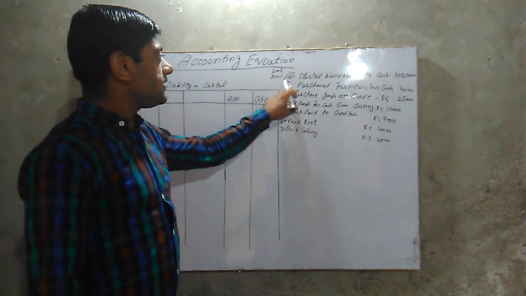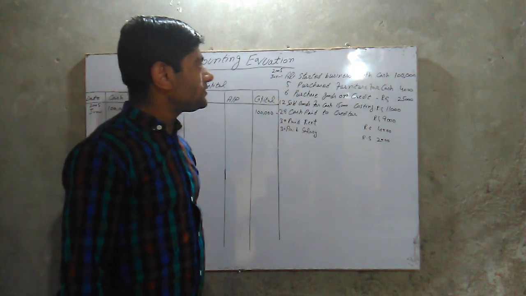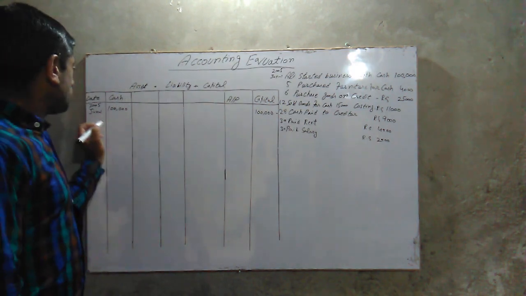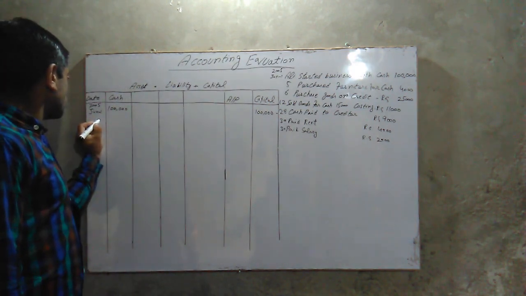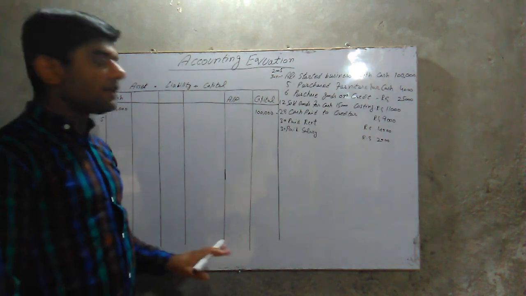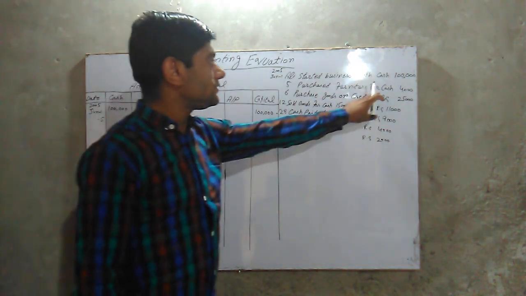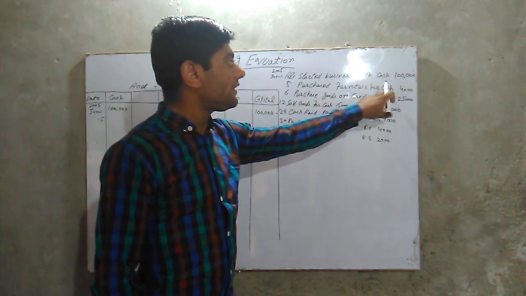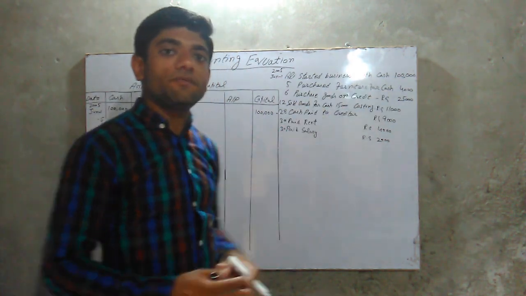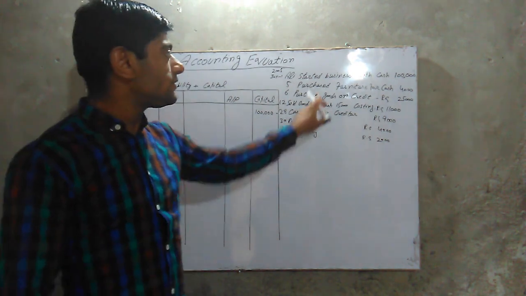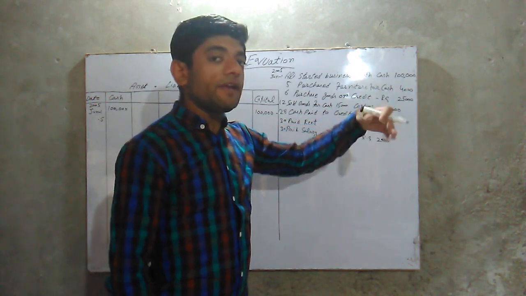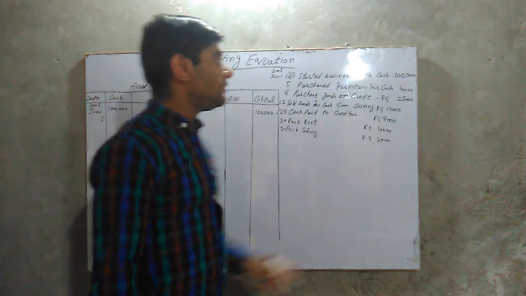The second transaction is purchase of furniture for cash 4,000, on 5 June. Furniture is our asset, and it is bought for cash. One asset increases and the other asset decreases. Furniture is our asset and cash is also our asset. Furniture comes in, means furniture is bought, so furniture increases by 4,000 and we paid cash, so cash decreases by 4,000.